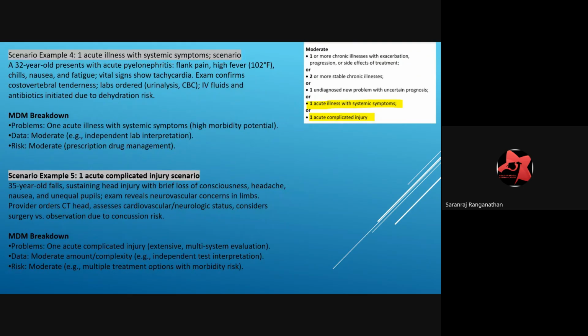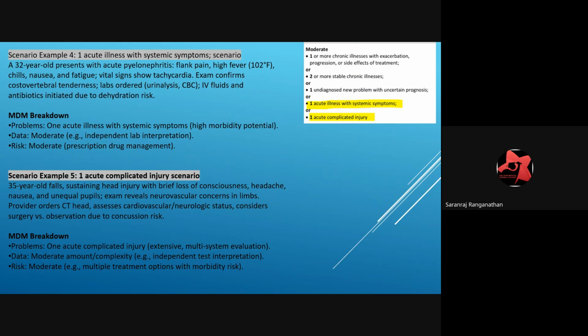Okay, the next one is acute illness with systemic symptoms. Which means any condition or abnormality affecting a particular system. We do have 11 different systems in human anatomy. If you see symptoms related to any one of the systems, and you have one condition related to those symptoms, you can categorize it under acute illness with systemic symptoms.